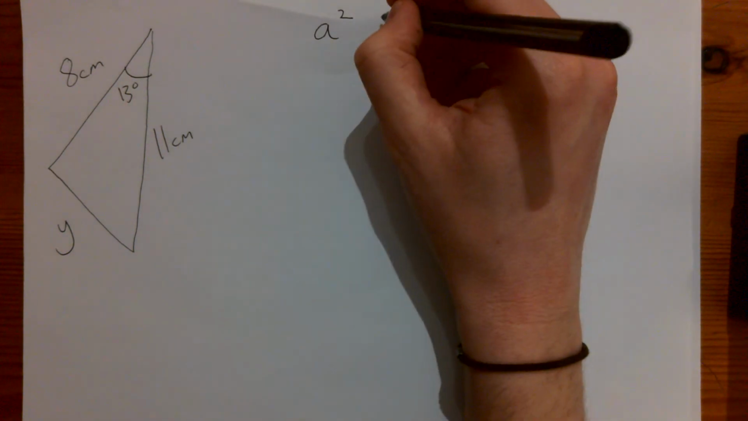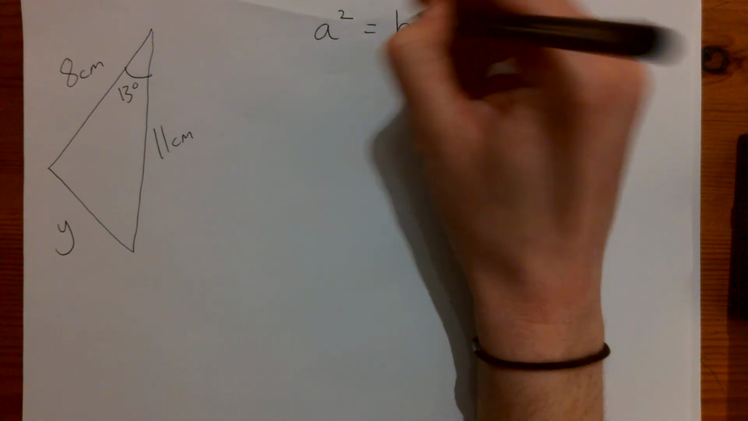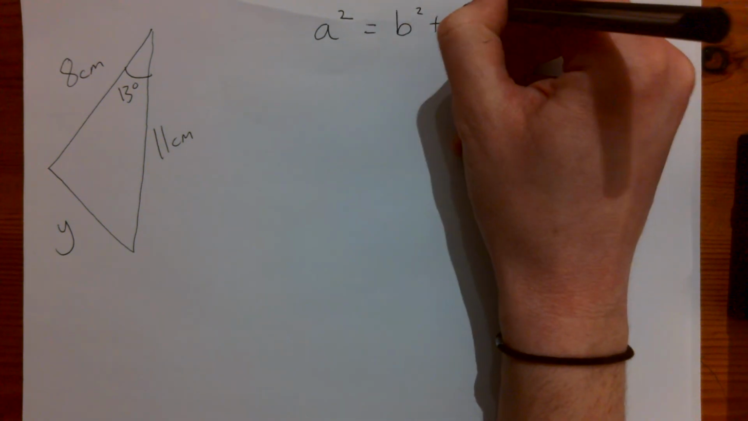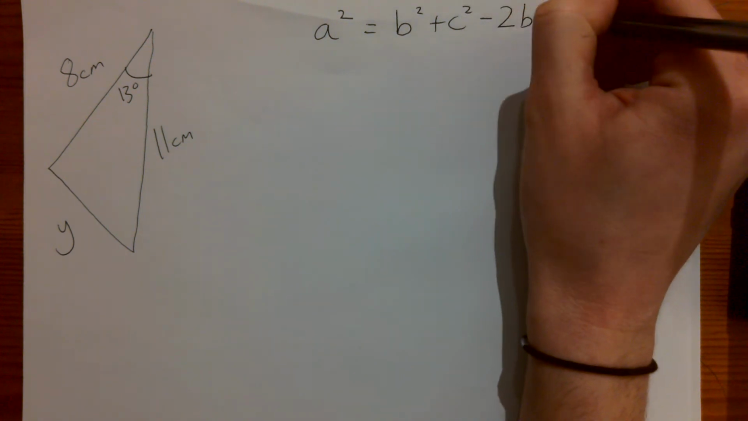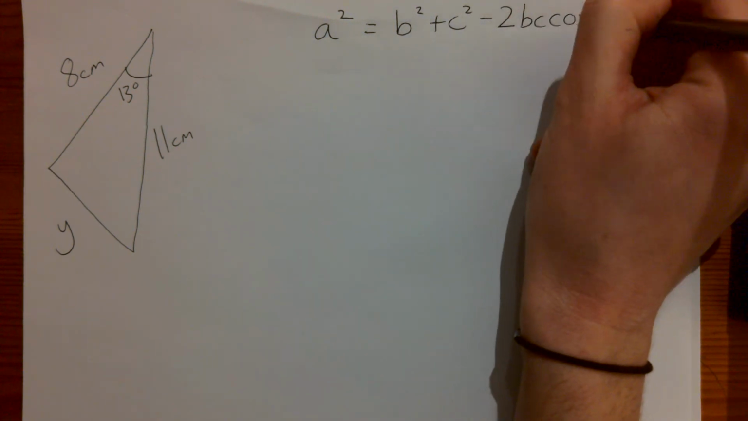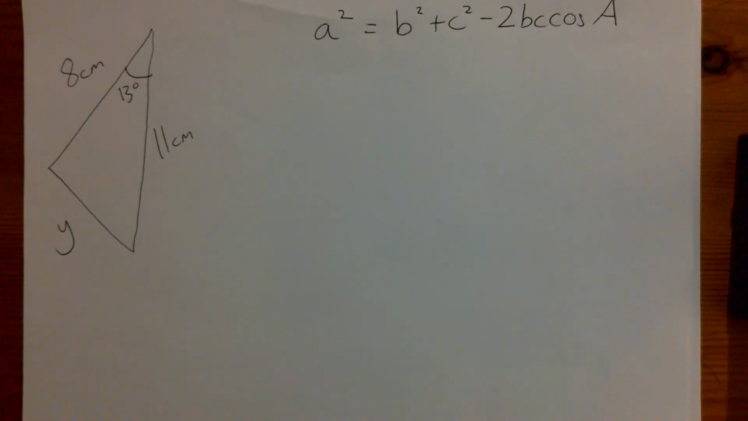Okay, so hopefully you've had a go at that. a squared equals b squared plus c squared minus 2bc cos A. Really well done if you remembered that. Again, don't worry if not, because you'll get some chance to practice a bit more today.